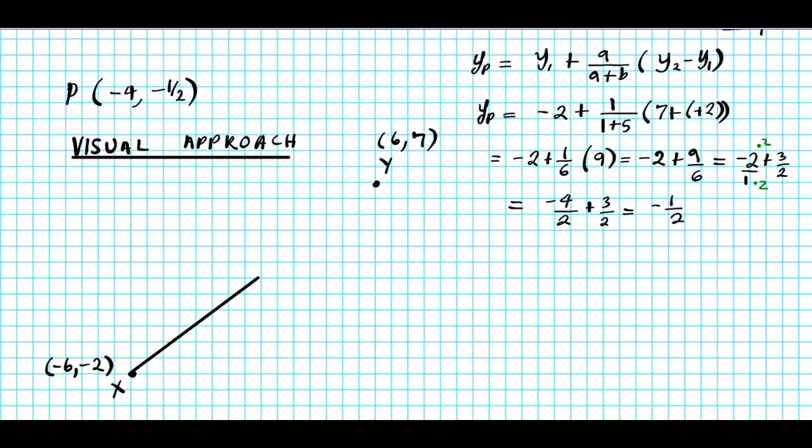This segment is divided in the ratio 1 to 5, and point P is somewhere in between these 2 points. If it's in the ratio 1 to 5, imagine breaking this line into 6 parts, and then the first part will be where point P is located. We don't know what the coordinates of point P are. So what we did in this problem is we split up the problem. We looked at the x piece and the y piece separately.